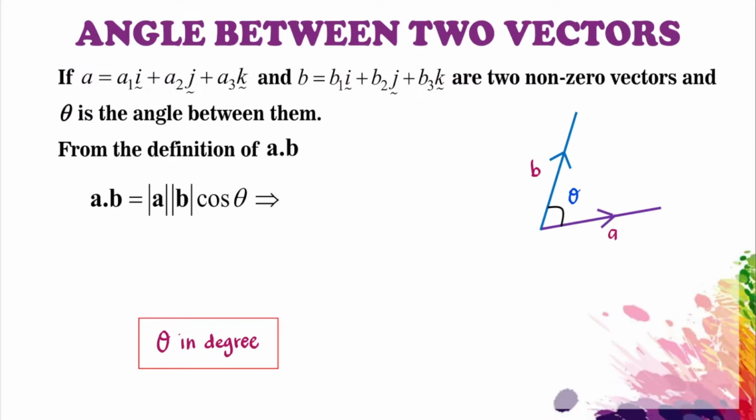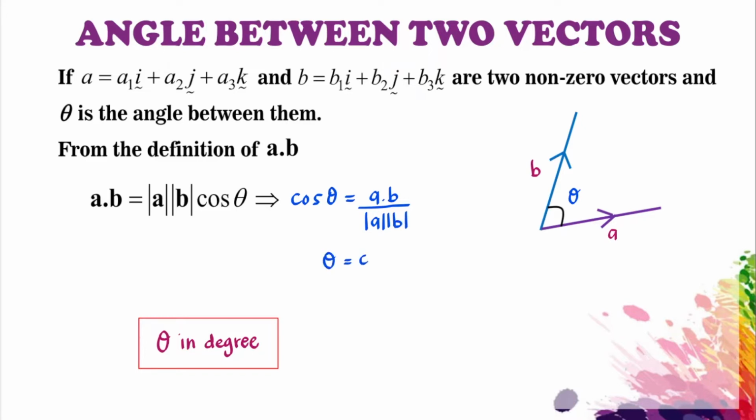Angle between two vectors. If A and B are two non-zero vectors and theta is the angle between them, from the definition of scalar product, we have A dot B equal to magnitude A, magnitude B, cos theta. So in order to find the angle, we have to rearrange this formula. We start by making cos theta the subject first. So we have A dot B over magnitude A, magnitude B.